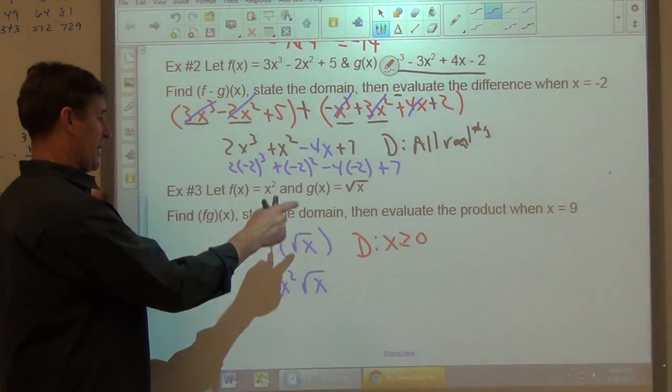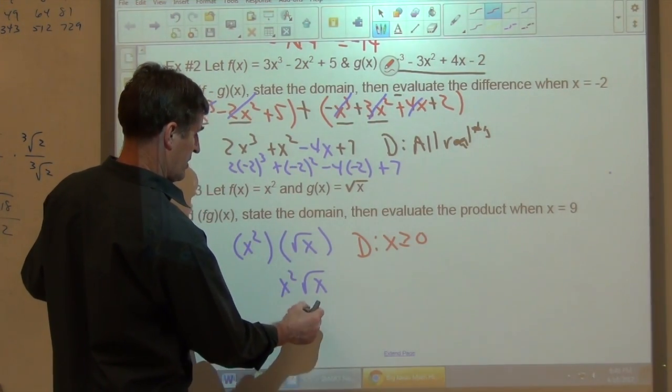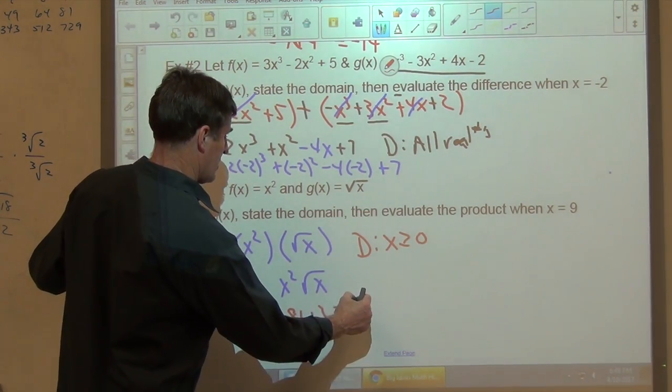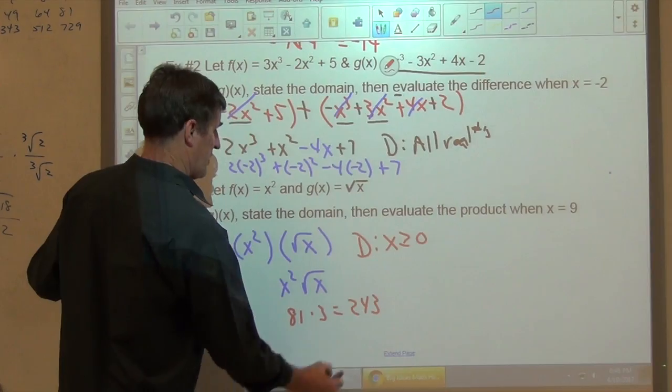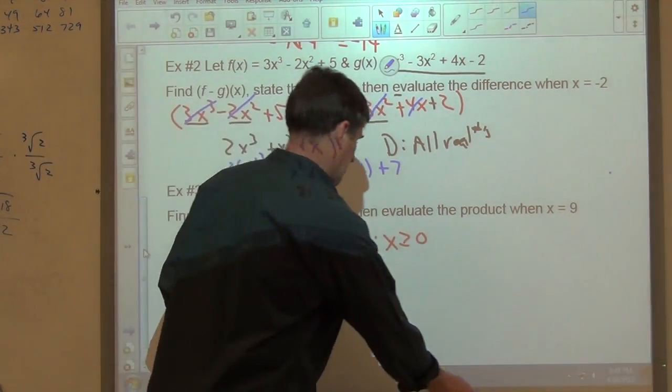And then we're asked to put in 9, so 9 squared, 81. Square root of 9 is 3. 81 times 3, 243, and you're done. So again, not real complicated.